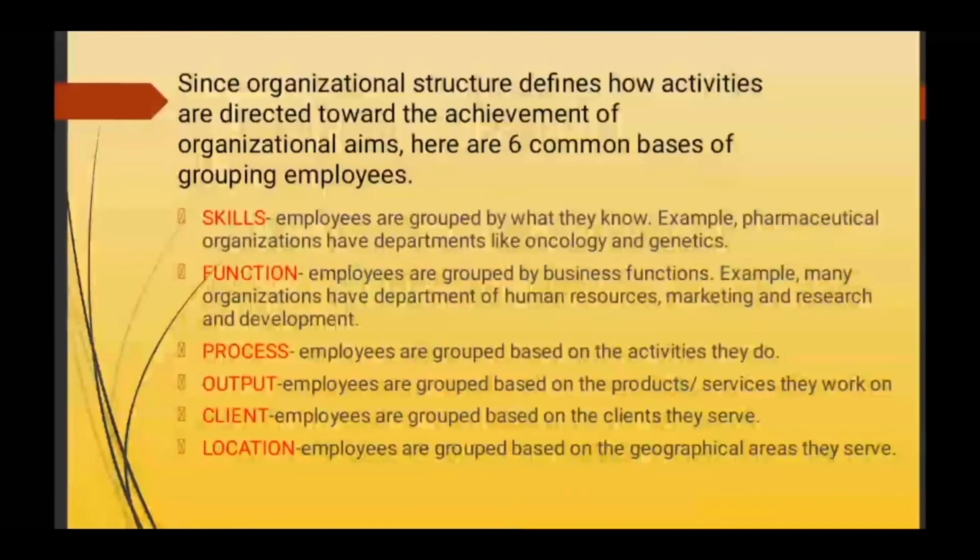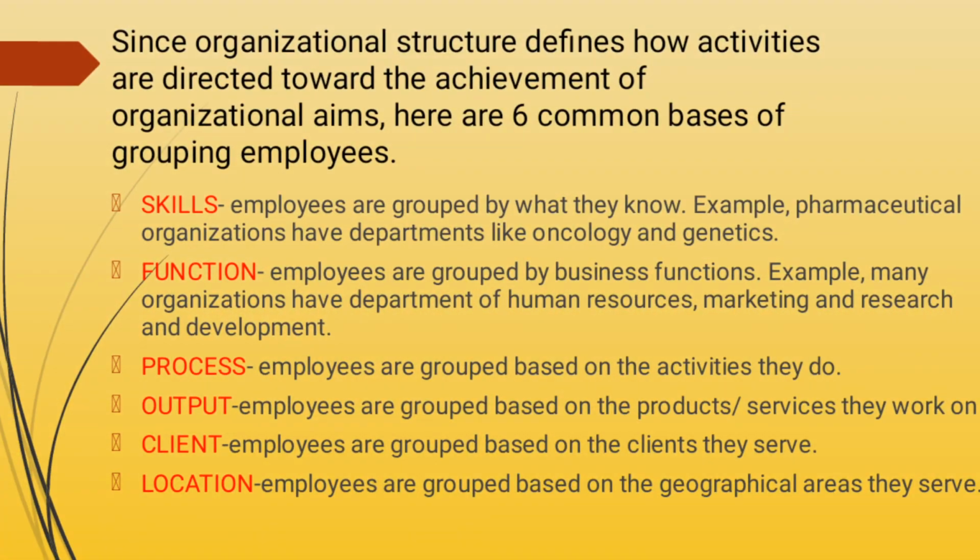Here are 6 common bases for grouping employees. Skills. Employees are grouped by what they know. Example, pharmaceutical organizations have departments like oncology and genetics. In business function, employees are grouped by business functions. Example, many organizations have Department of Human Resources, Marketing, and Research and Development. Process. Employees are grouped based on the activities they do. For example, a retailer may have different retail store and online departments reflecting 2 different sales processes.